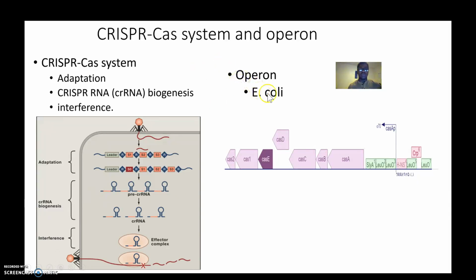The CRISPR-Cas system is typically an operon. This is the operon for E. coli. An operon is a unit of genes that are transcribed or controlled by a single promoter. This Cas-AP is the promoter that is transcribing these Cas genes. Specifically, in this experiment, we focus on Cas-E as the gene of interest.